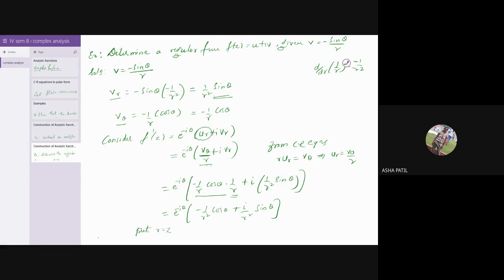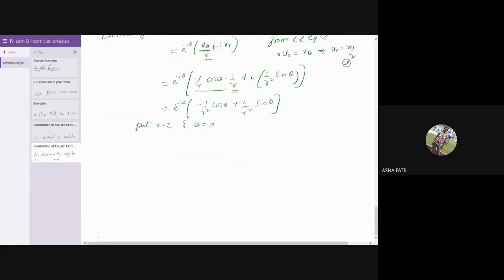Put r equal to z and theta equal to 0. f dash z is equal to e raised to 0 is 1, times minus 1 by z square. Cos 0 is 1, sin 0 becomes 0. Now integrate it, we get f of z is equal to the integration of minus 1 by z square, which is 1 by z, plus a constant c. So that is our solution.